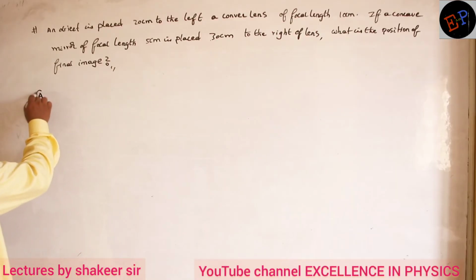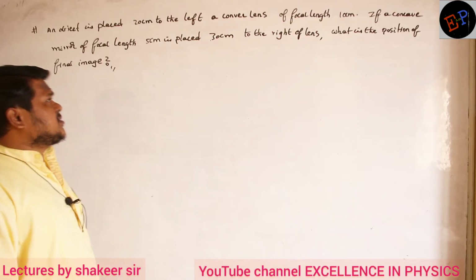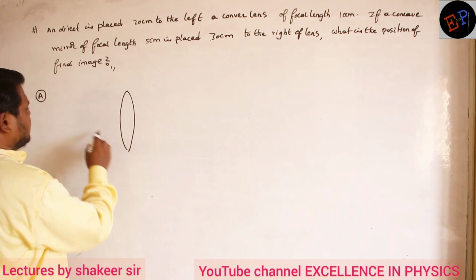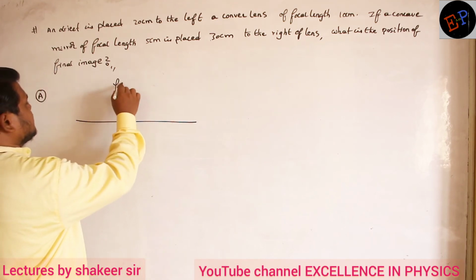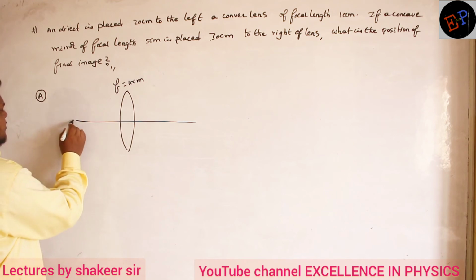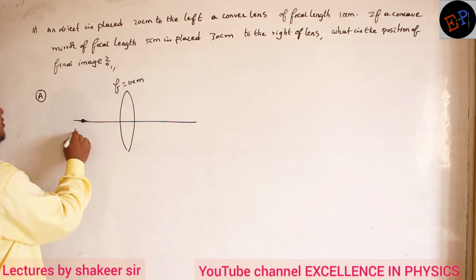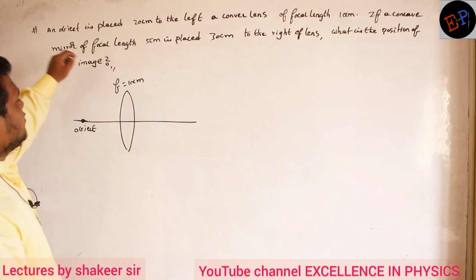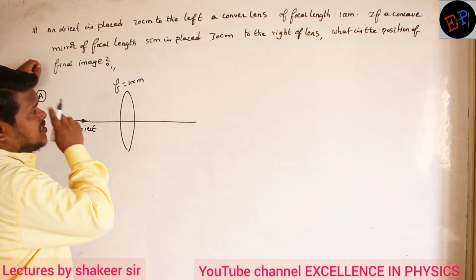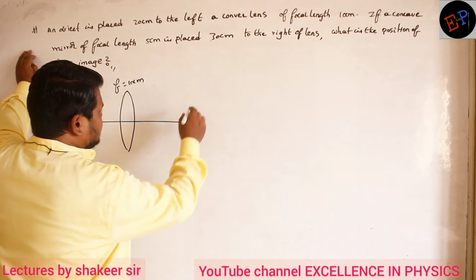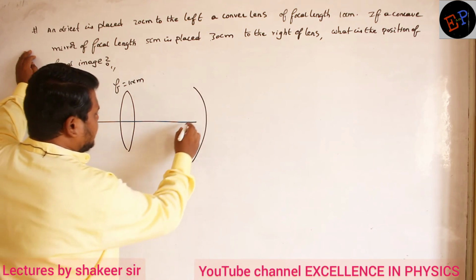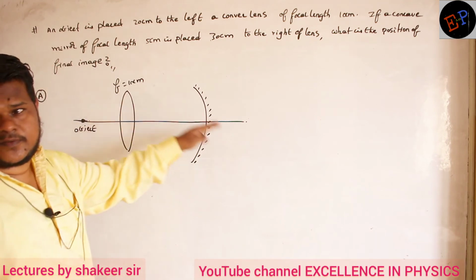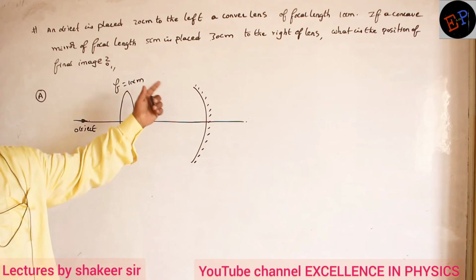So see the next question. An object is placed 20 centimeters to the left of a convex lens of focal length 10 centimeters. So this is a convex lens, focal length equal to 10 centimeters, and the object is present somewhere here. If a concave mirror of focal length 5 centimeters is placed 30 centimeters to the right of the lens, let us consider the concave mirror is present somewhere here. The inner surface becomes the reflecting surface; the outer surface is painted.